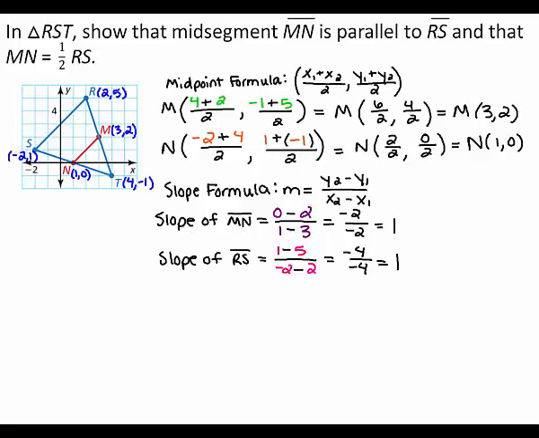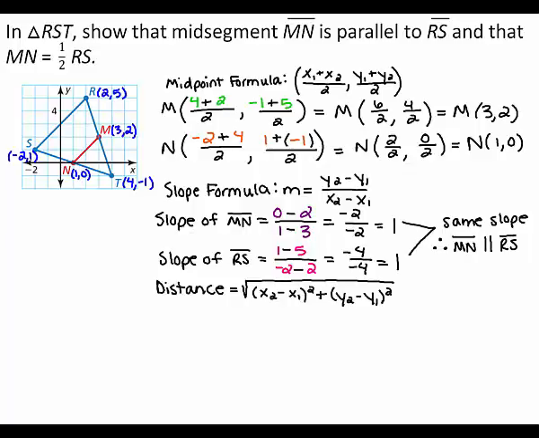Now, as you can see, these two segments both have a slope of 1. Therefore, because they have the same slope, segment MN is parallel to segment RS. Finally, to show that the length of segment MN is equal to 1/2 times the length of segment RS, you can find the length of each segment using the distance formula.